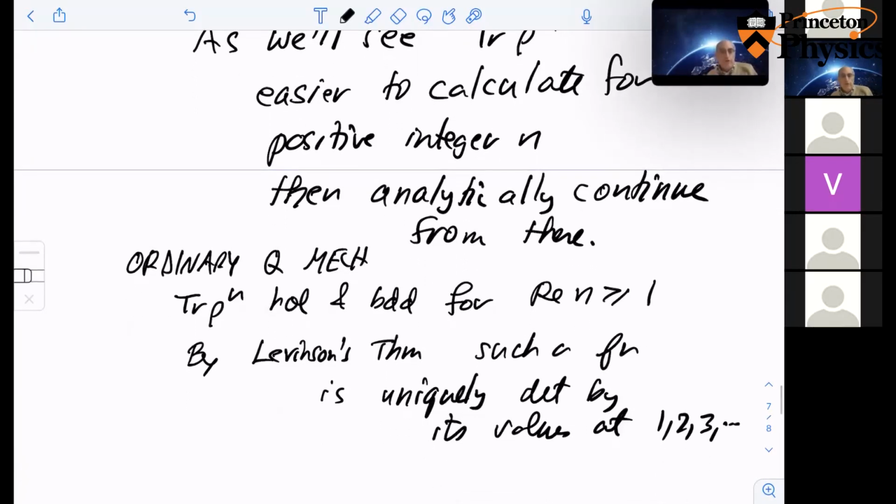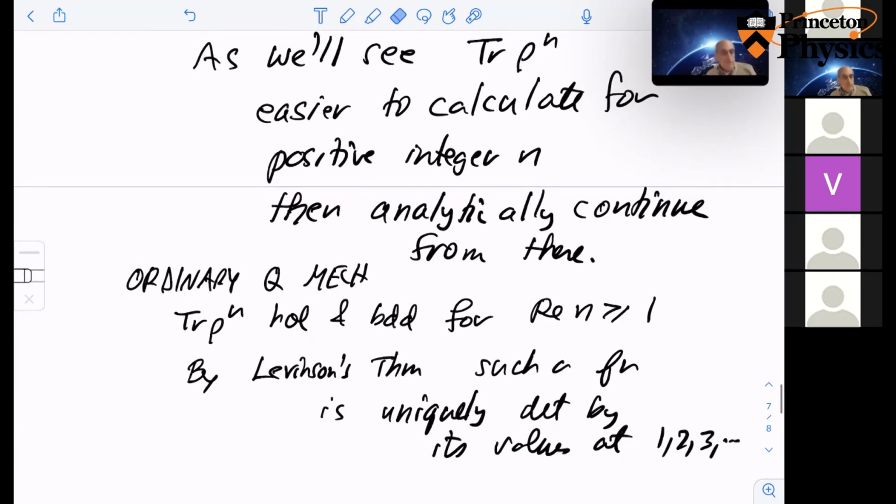You can't arbitrarily specify the values at positive integers. There generically won't be such a function. But if the function exists, of course, the values at the integers exist. If you're given the values at integers, and there is an analytic continuation to a function holomorphic in the half plane and bounded, then that analytic continuation is unique. So in ordinary quantum mechanics, it's true that you could reconstruct the entropy from the values of trace rho to the n at integers. Although true, it's not normally a useful procedure.